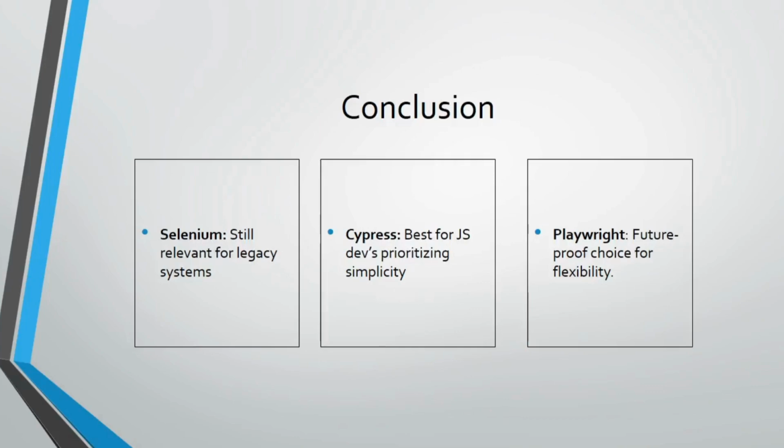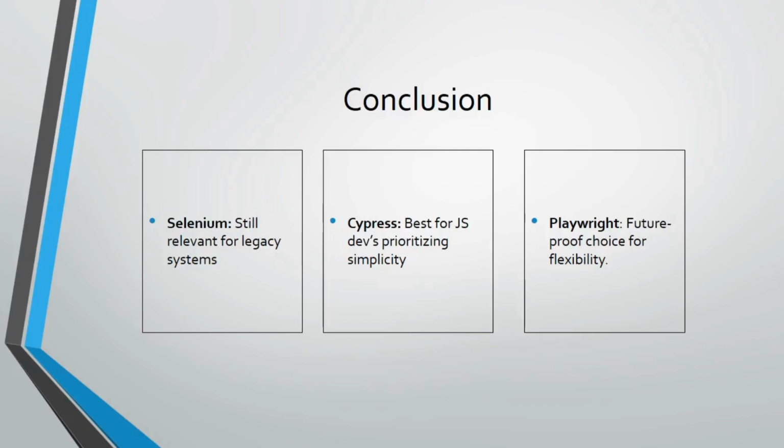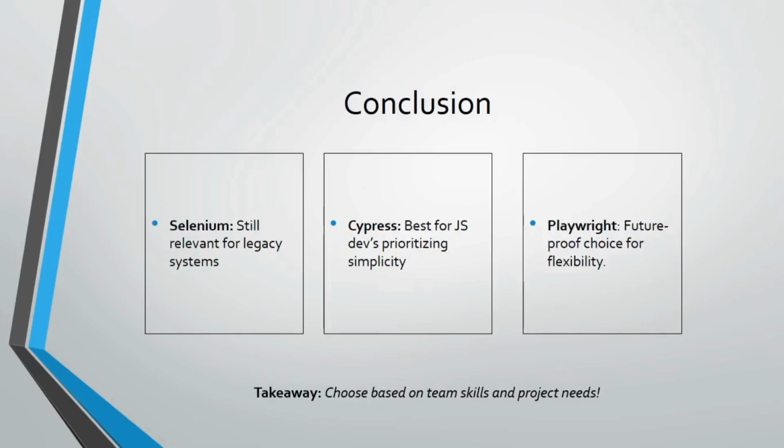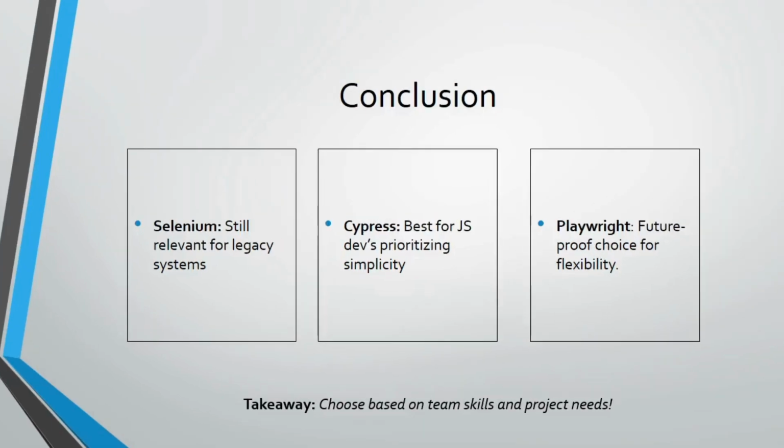So Selenium. The best use of Selenium to me at the moment is that it is still relevant for legacy systems, while Cypress is best used for JavaScript developers prioritizing simplicity, and Playwright is a very fast and a future proof choice for flexibility. So final takeaway is that choose based on team skills and project needs.